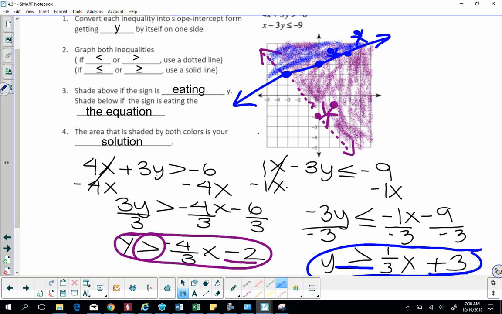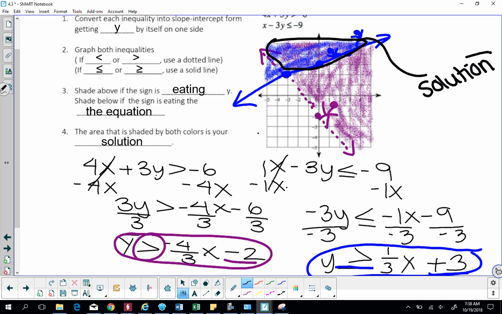Yeah, the whole thing. Now, see the little tie-dye part, the part that's colored by both colors? That is your solution. So all these points in here, not including the dotted line, because that doesn't include those points, this right here would be considered your solution.